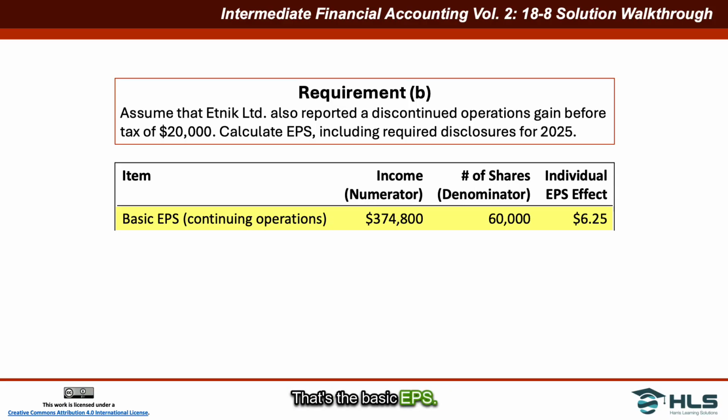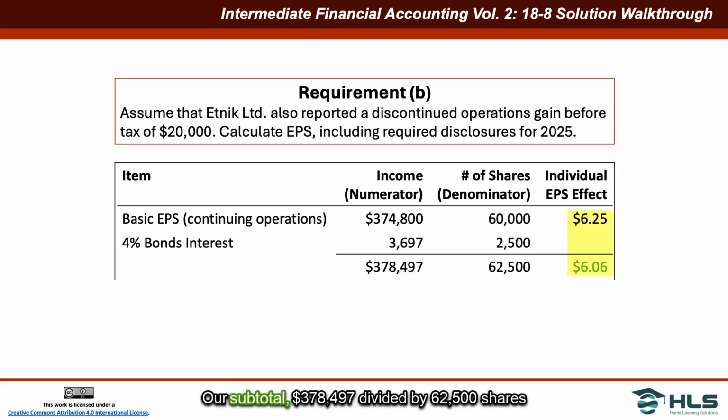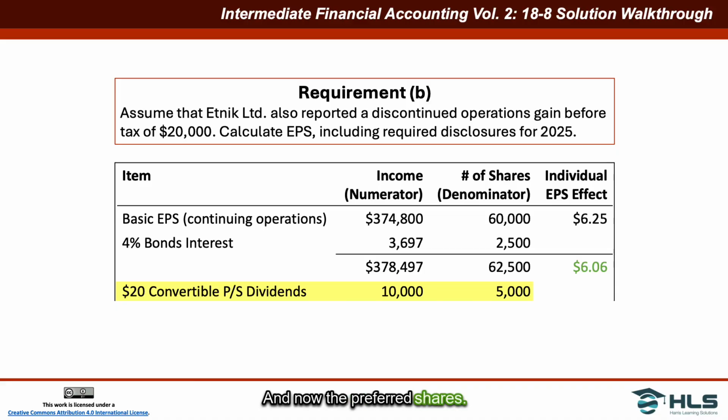That's the basic EPS. We now add in the convertible bonds. This adds $3,697 to income and 2,500 shares. Our subtotal, $378,479 divided by 62,500 shares, results in diluted EPS after factoring the bonds of $6.06. This is still less than the beginning $6.25, so we're okay. And now the preferred shares, where we add back the $10,000 in dividends saved and 5,000 shares.